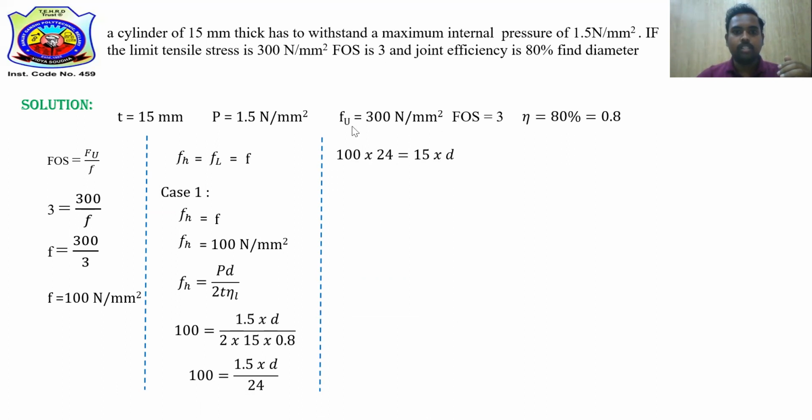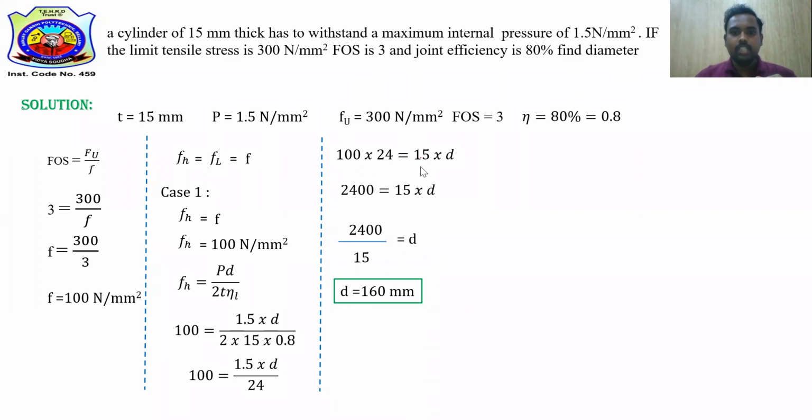This is 1.5, students. Yes, this is 1.5, since pressure is 1.5. On cross multiplication, 100 into 24 is a value, and 1.5 into D. On cross multiplication, I'll get the final answer as 160 mm.